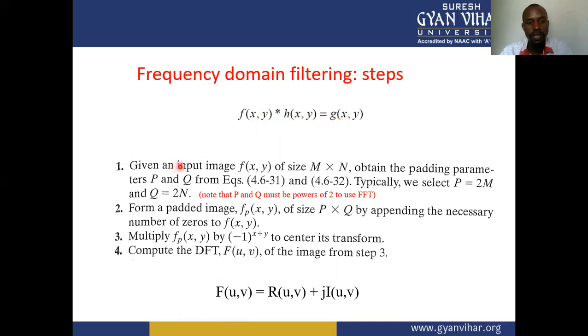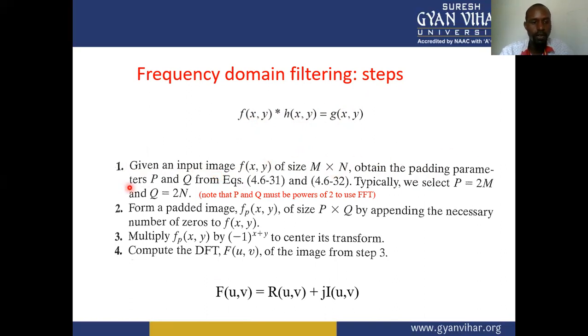So the first step is, say we are given an input image f(x,y) of size M in length and N in width on a rectangular space. Then we perform padding and get the padding parameters. We obtain the region in which the image is represented in this rectangle, where the image only covers a particular portion. When we perform padding, we remove the unwanted regions so that we remain with only the image, and that process is known as padding.